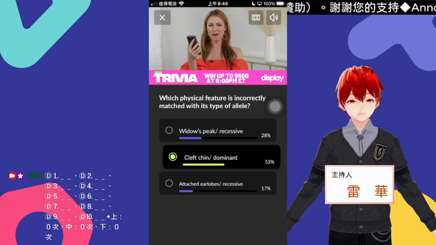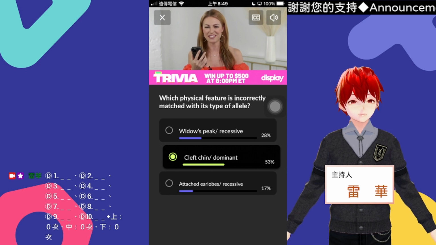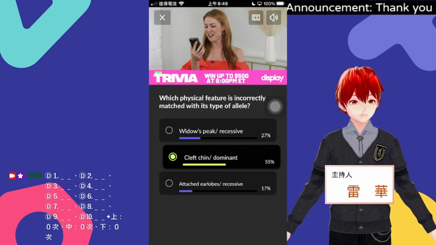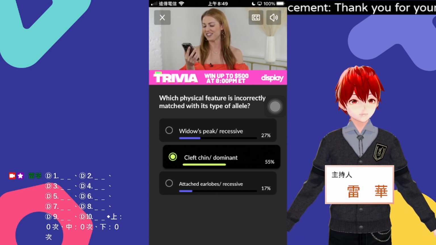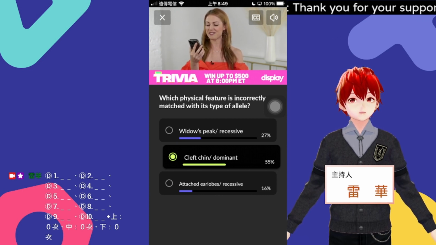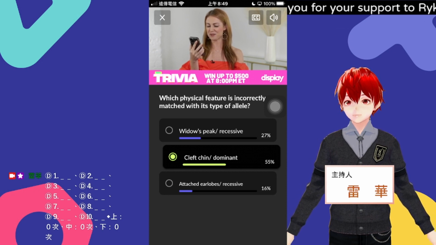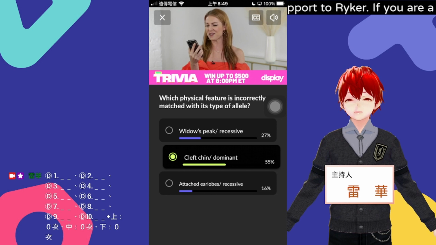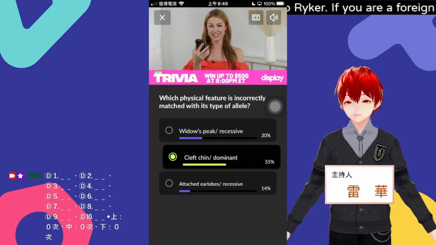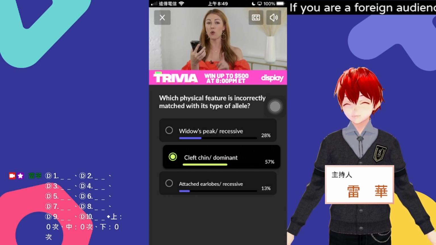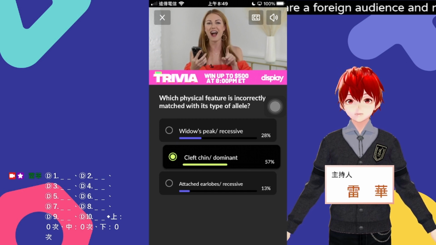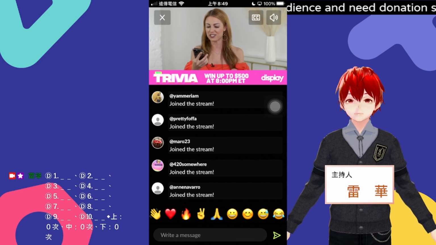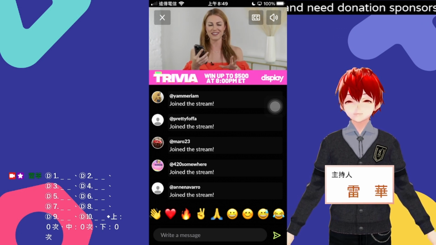As of now, so far we are not getting the right answer. 53% of you are saying cleft chin dominant. 17% of you are saying attached earlobes recessive, and only 27% of you are nailing the correct answer, which is widow's peak recessive. A widow's peak, friends, is dominant. So that will be your answer tonight for question 8. Widow's peak recessive is your answer.